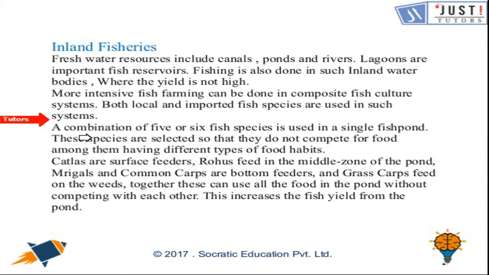A combination of 5 or 6 fish species is used in a single fish pond, and these species are selected so that they do not compete for food among them, having different types of food habits. You can see that catlas are surface feeders, rohus feed in the middle zone of the pond, whereas mrigals and common carps are bottom feeders, and grass carps feed on the weeds. So together, these can use all the food in the pond without competing with each other. This generally increases the fish yield from the pond.